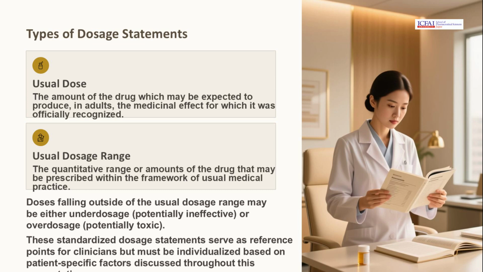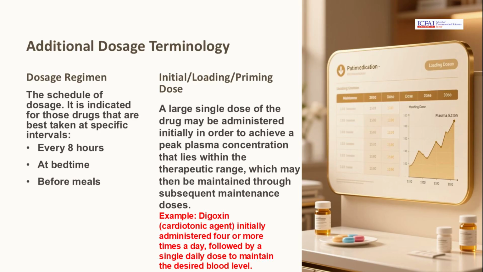Dosage regimen is the schedule for administering drugs, often at specific intervals like every 8 hours or before meals. Initial, loading, or priming doses are large single doses given to achieve peak plasma concentration quickly, followed by maintenance doses to keep levels steady. For example, digoxin is administered initially and then maintained to ensure desired blood levels.